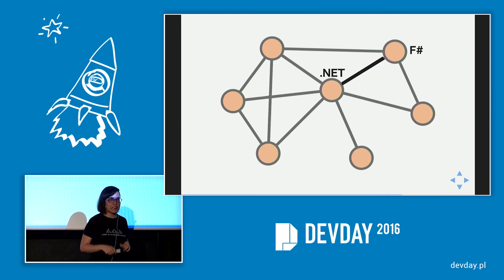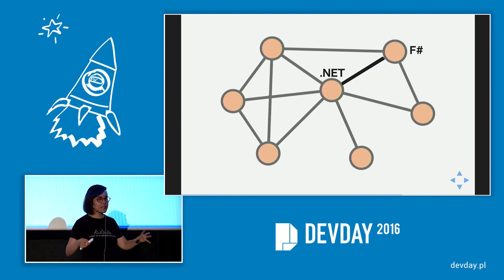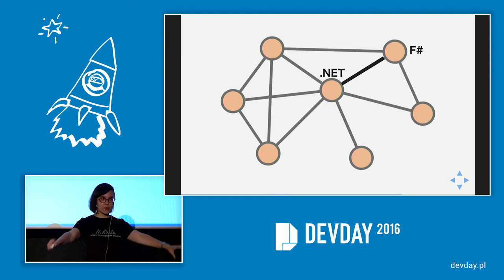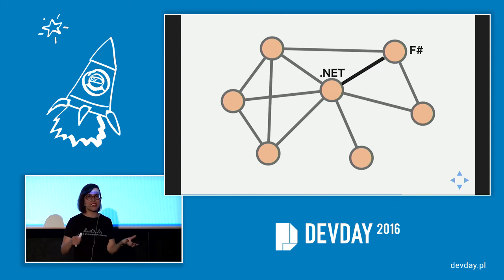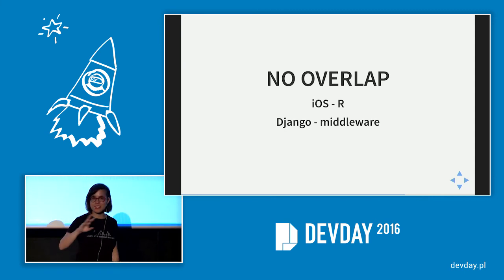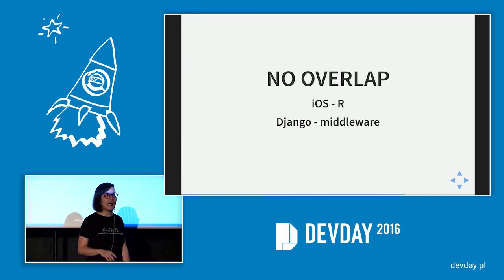That gave me a network, and you can run a clustering algorithm that tries to optimize the number of links that are leading out of a community and the ones that are in a community. The assumption is that the links in a community are much denser than outside of the community. So I first looked at the communities that have no overlap at all. There are two. One of them is iOS and R.